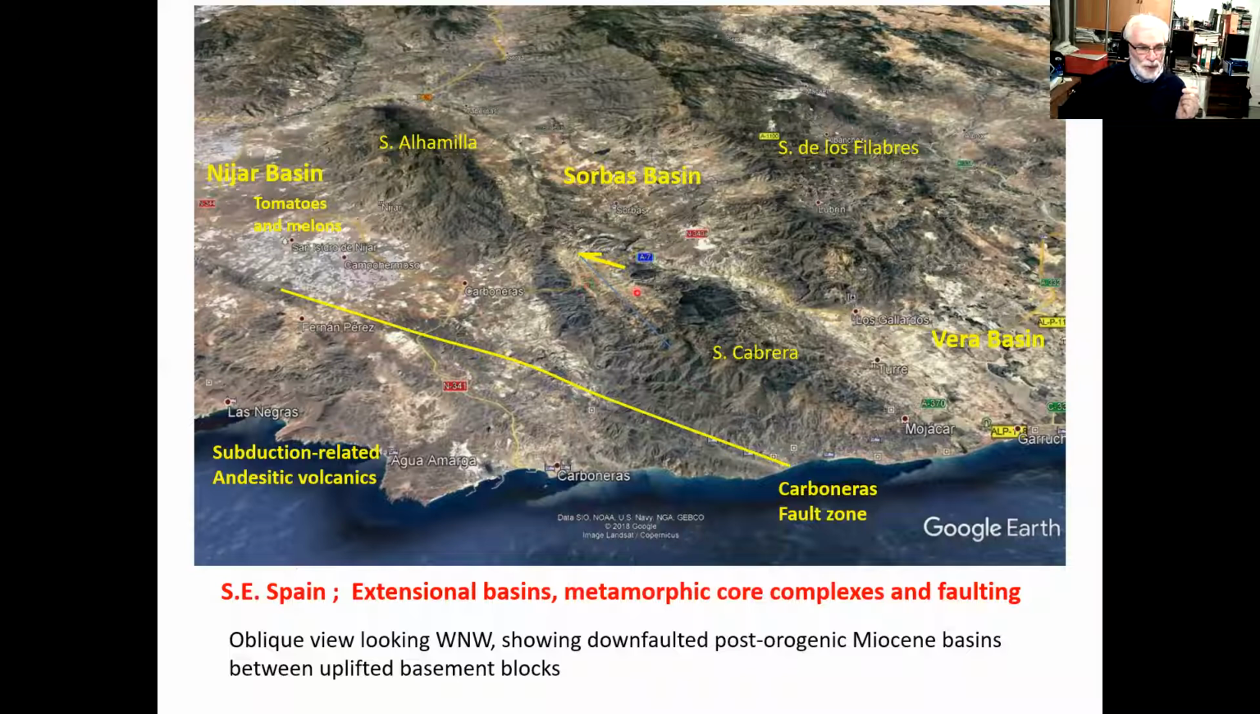If we now turn our attention to the Sorbas Basin, in particular to this particular bit, we can see some of the things that were forming there at the same time as that fault zone was active, between 12 and 6 million years. So the next picture is a geological map of that area.